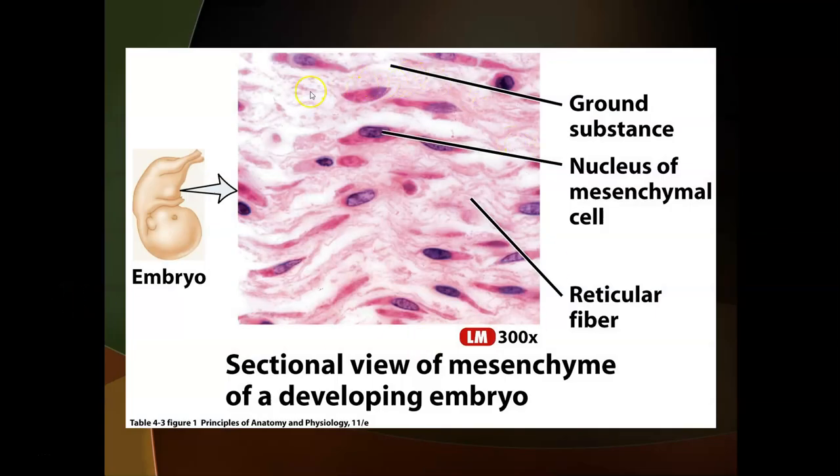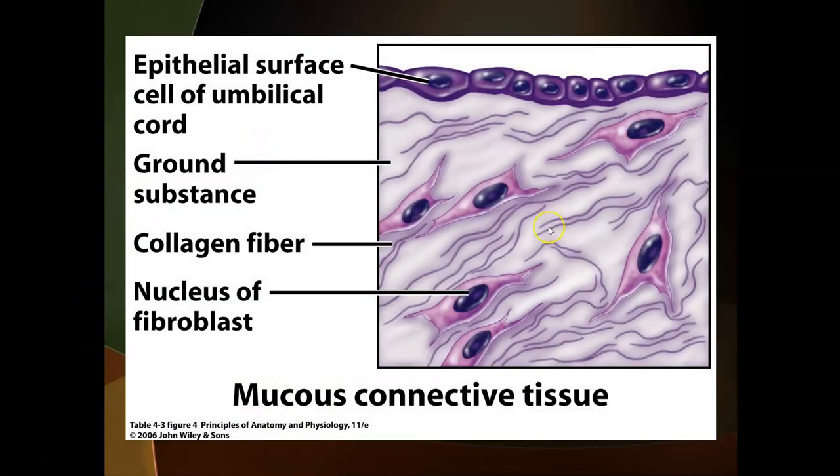So we see it here. Here's our ground substance in light pink. The dark purple here and the sort of darker pink represents the cell in the nucleus of the mesenchymal cell. And of course, here we see the reticular fibers, which will eventually turn into collagen. This is the ongoing process of mucous connective tissue.